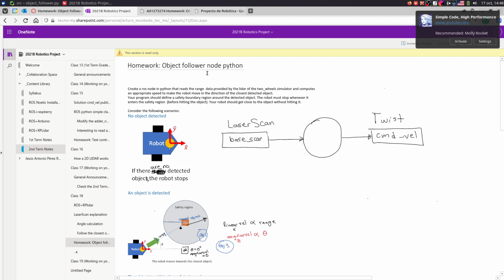Let's see how to implement the follower object on Python. That will be our problem in this case. It is divided into three scenarios. We have the first scenario where no object is detected, the robot should not move.